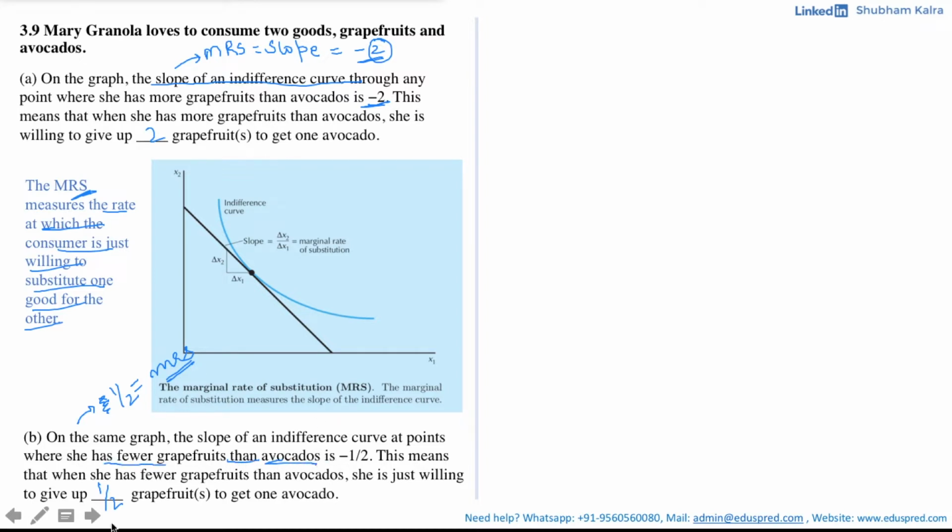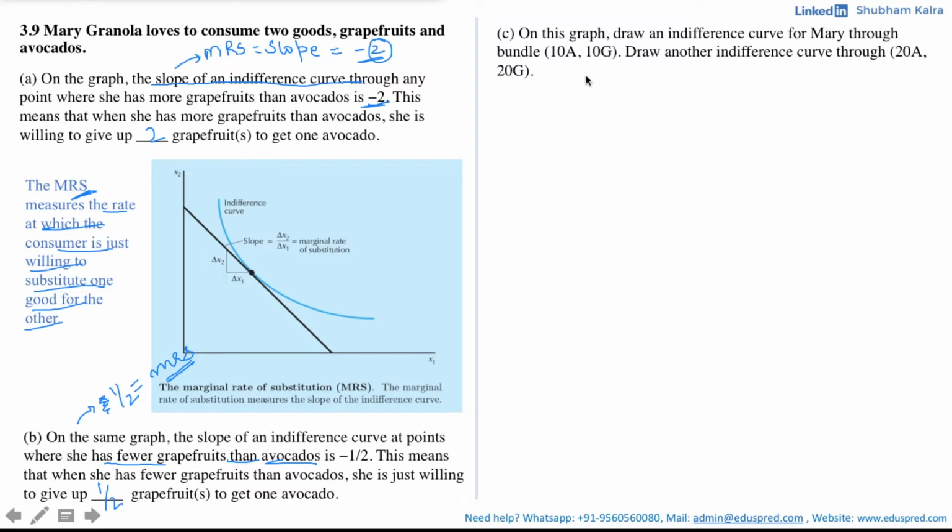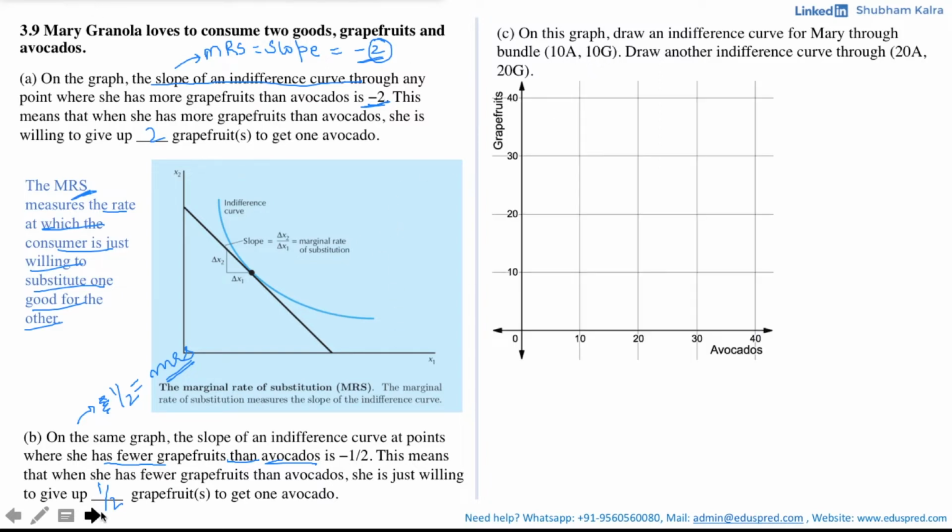than avocados. Now let's move on to the next part, which says on this graph draw the indifference curve for Mary through the bundle 10A, 10G, where A represents the avocados and G represents the grapefruits, and draw another indifference curve through 20A, 20G. So let's first draw the indifference curve for the bundle 10A, 10G. We have this graph where on the x-axis you have avocados and on the y-axis you have grapefruits. The question further asks us to draw the indifference curve through the consumption bundle 10A, 10G, which will lie here where Mary is able to consume 10 avocados and 10 grapefruits.